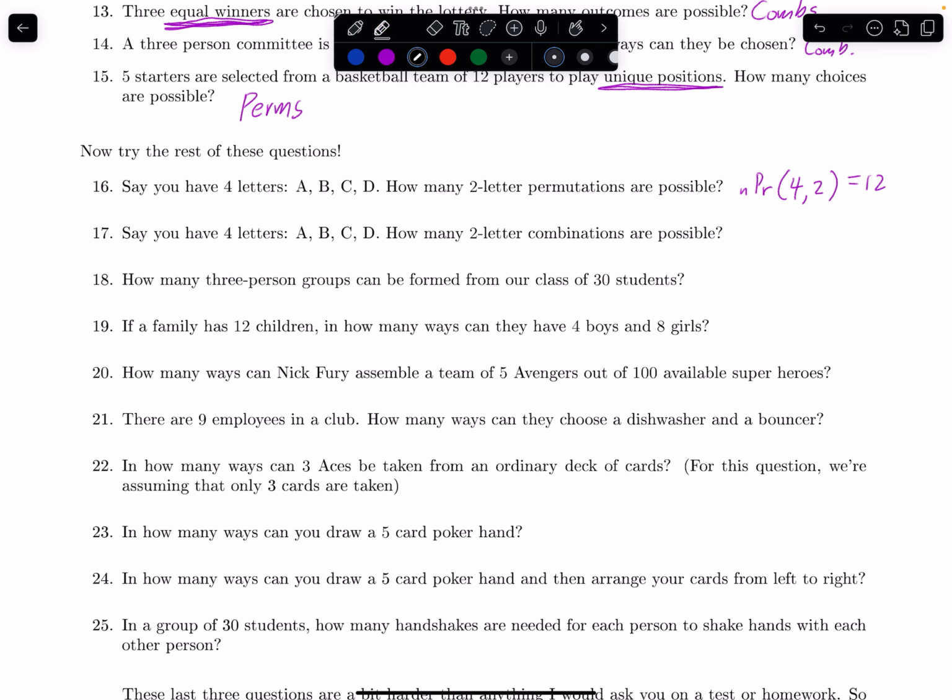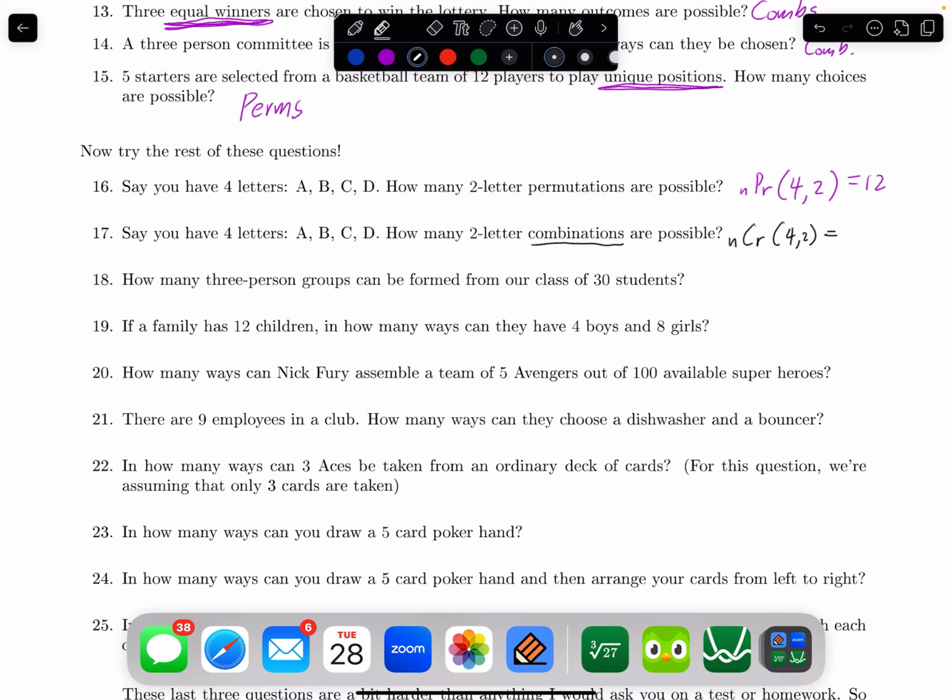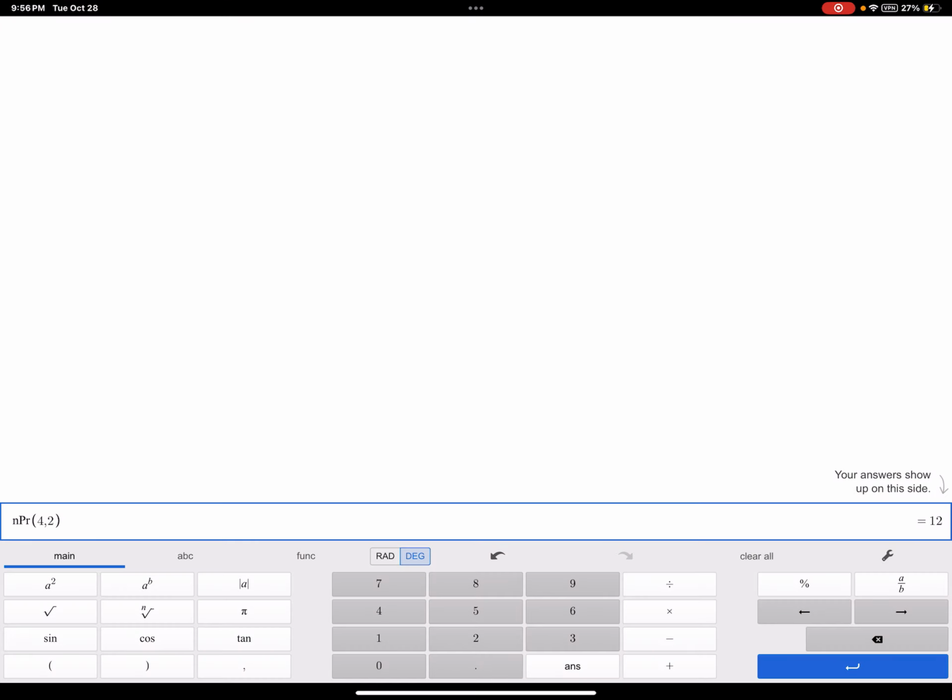Let's switch colors here for the next one. Okay, four letters, A, B, C, D. How many two-letter combinations are possible? That means how many ways can I just pick two letters? I don't care what order they come in. That would be nCr, bigger number followed by smaller number. It's going to end up being 6, but let's just demonstrate how to plug that in.